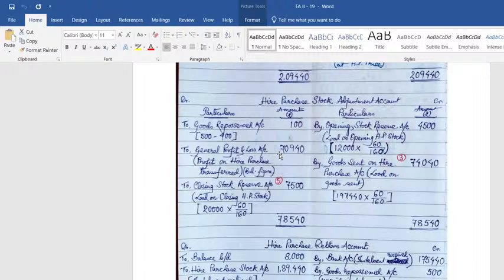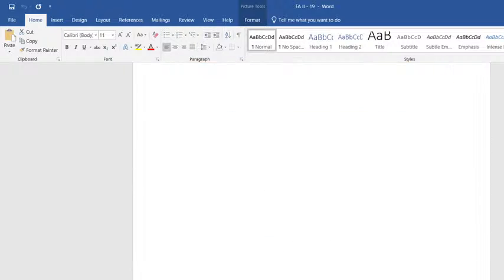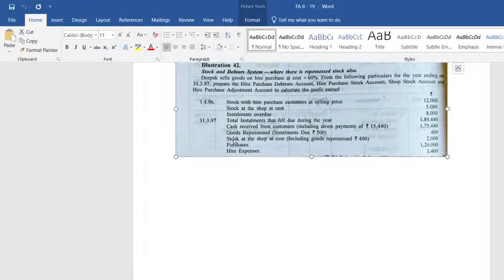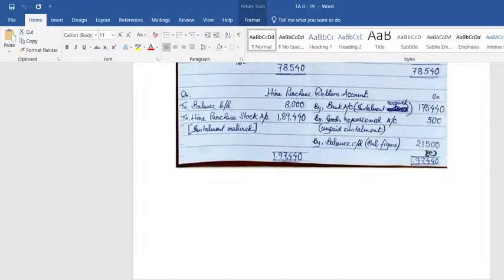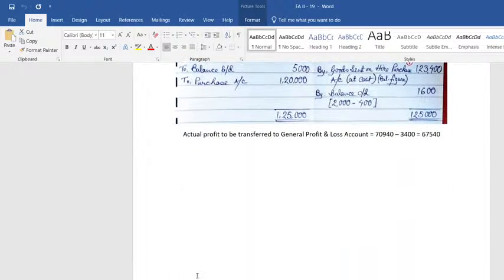But actually the profit to be transferred to the capital account will be after deducting the hire purchase expenses. I did not say much about the hire purchase expenses, but the information is there at the end, okay? Hire purchase expenses is 3,400, so how can you treat it? Just after completion of the sum, write down the actual profit to be transferred to general profit and loss account: it is 70,940 minus 3,400, which is nothing but the hire purchase expenses, so 67,540 is your actual profit to be transferred to general profit and loss account.